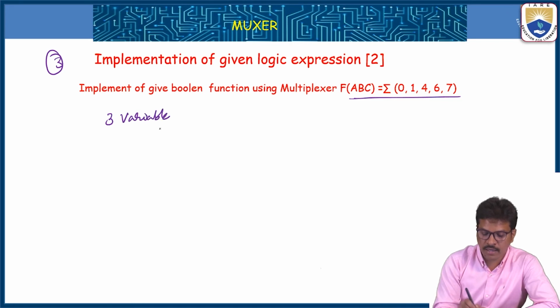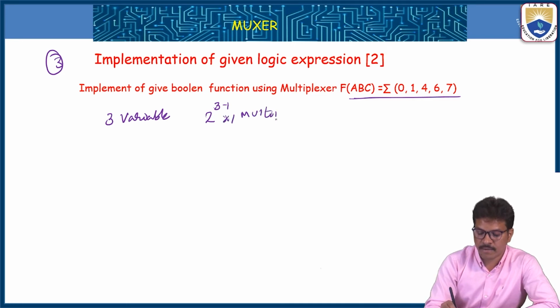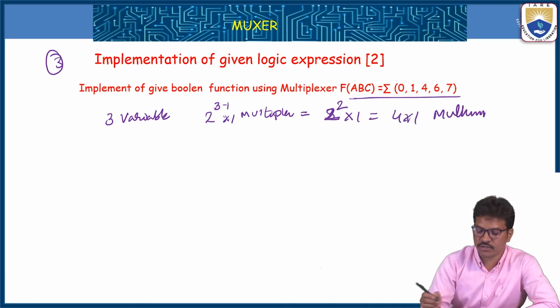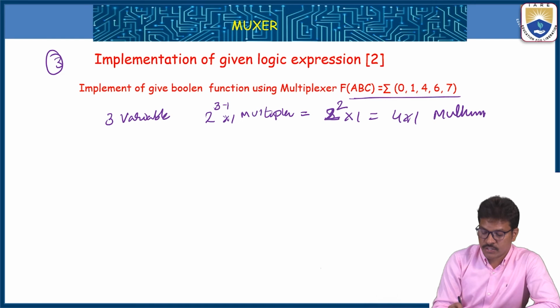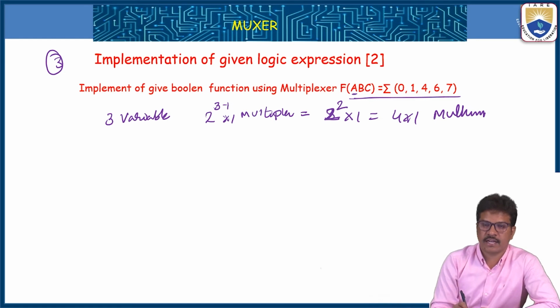Basically it is a 3 variable function, so we can implement it using a 2 power 3 minus 1 variable multiplexer, which means a 4 by 1 multiplexer. We can implement this Boolean function using a 4 by 1 multiplexer. Take the most significant, higher order variable A as the select line, and B, C as the data inputs.